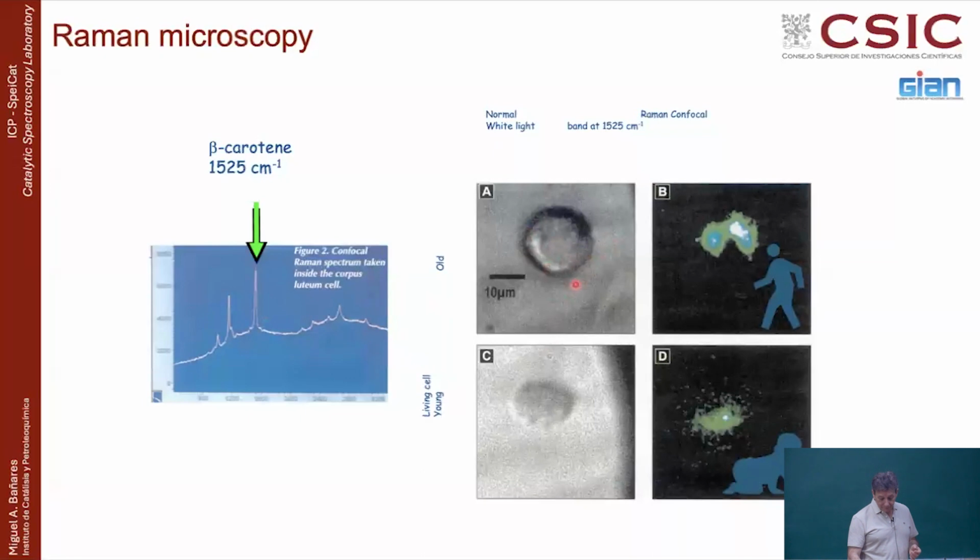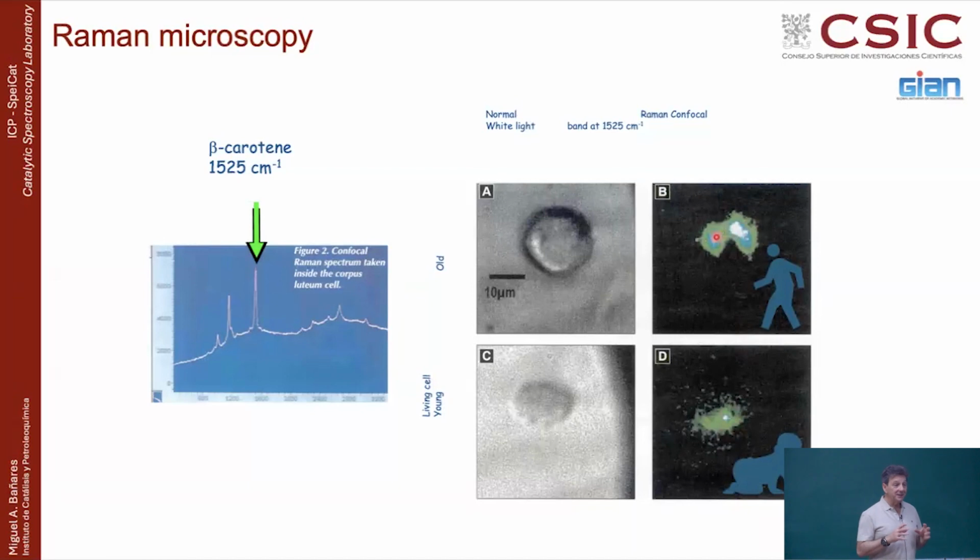Up there you see how an old cell looks, and down here how a young new cell looks. Not a big difference with white light. But then you go to confocal Raman and look at the map of beta carotene inside the cell. Now, what do you observe? That in the baby cell, the beta carotene is quite evenly distributed inside the cell with a local maximum, but that's it. The old cell has a bimodal distribution, with two areas with two local maxima.